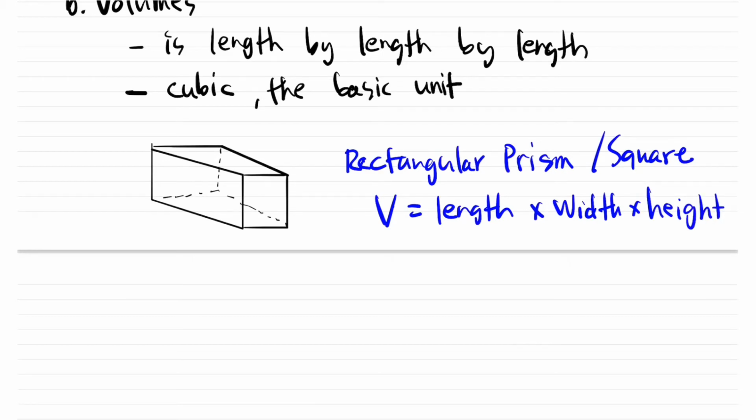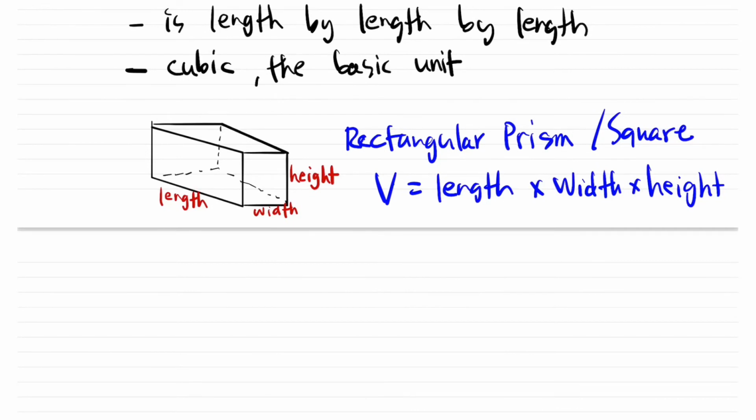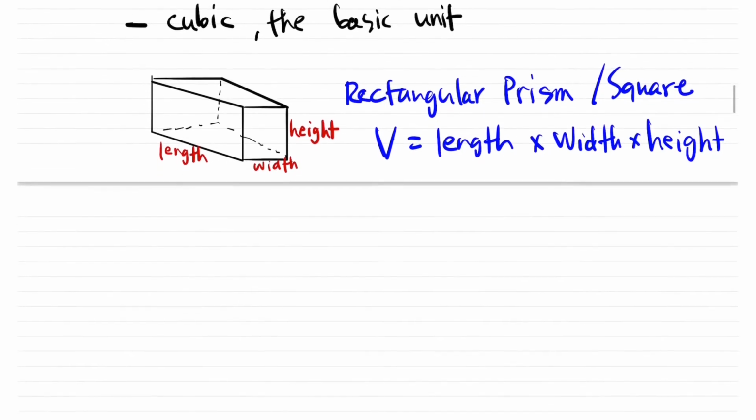Alright, so this is your length, this is your width, and this is your height. Okay, for rectangular prism. Now let's have a cylinder.